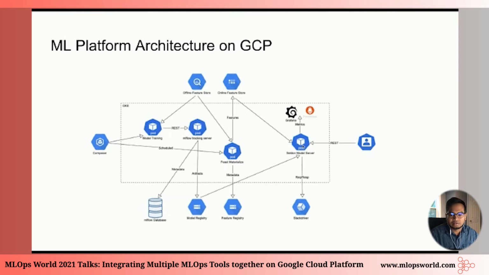The Seldon model server also comes with tracking your metrics, such as latency, throughput, and other things that you could emit to Prometheus and have a Grafana dashboard set up. And we're also logging to Stackdriver. Yeah, so that's the way we set up the platform architecture on Google Cloud.